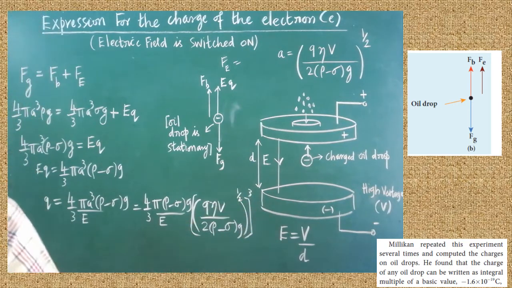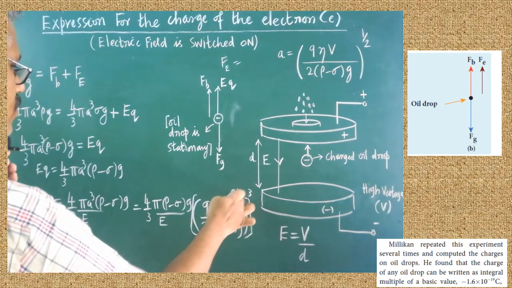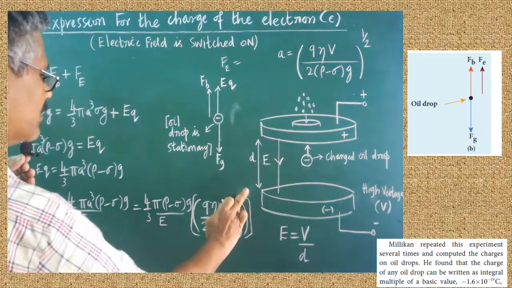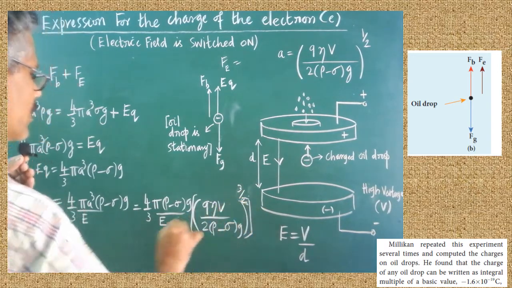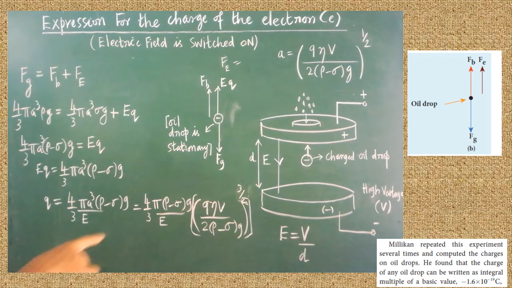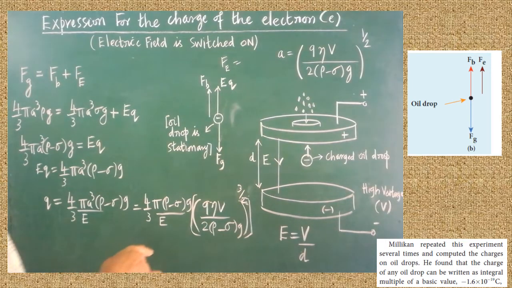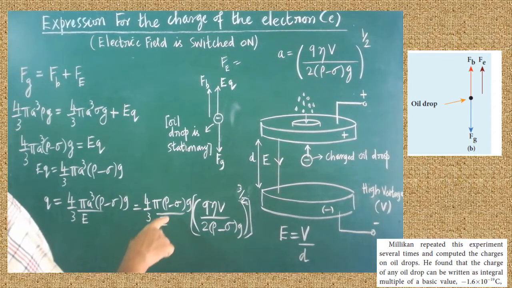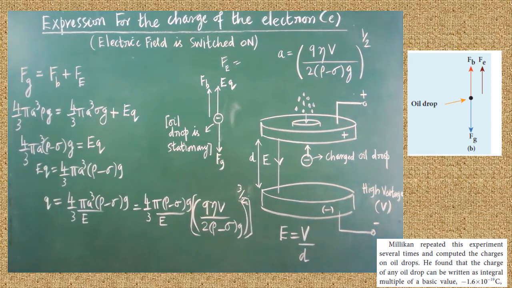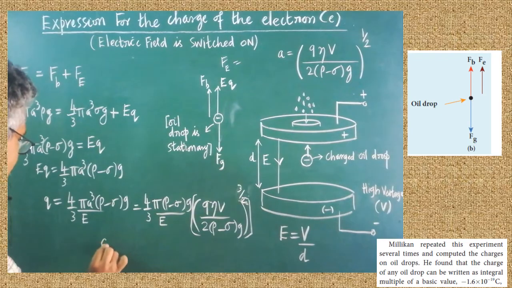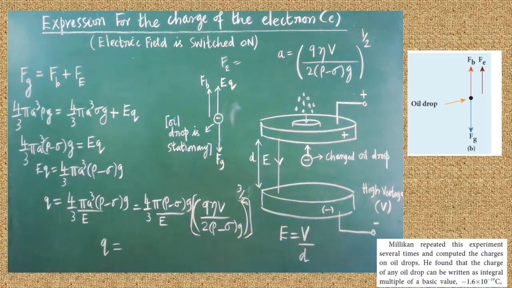Are you clear? So after that, what will happen? If these two are multiplied, the whole factor becomes 3 by 2. Are you clear? So this is the final expression. With the help of this we are able to get the charge stored on the oil drop. Here certain factors can be simplified. Rho minus sigma is here, and rho minus sigma is there. So after simplification, finally you can get the expression for Q.